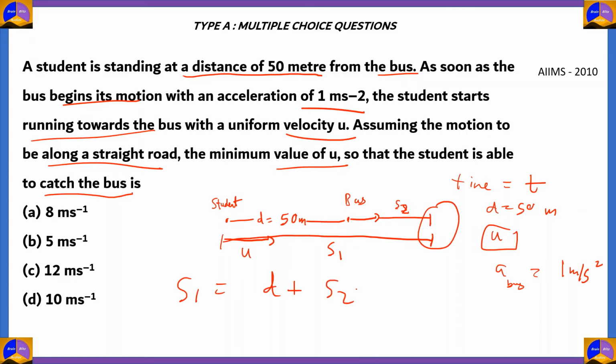Now we need to find out the values of S1 and S2. So when the student is running, he's having a velocity u, and he's reaching the bus at a time t. So S1 can be written as u times t, since distance is equal to speed into time.